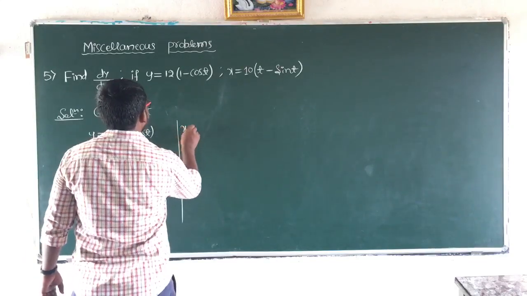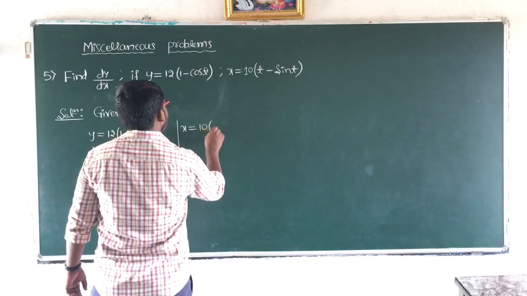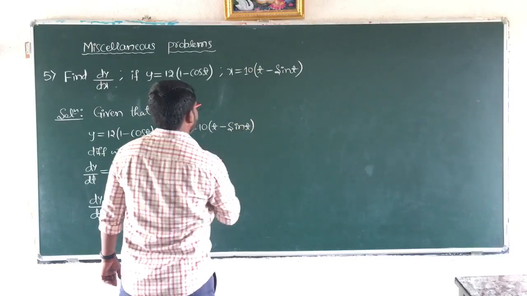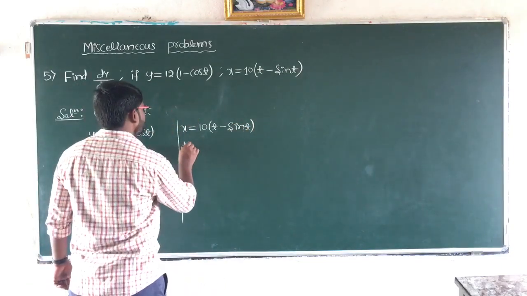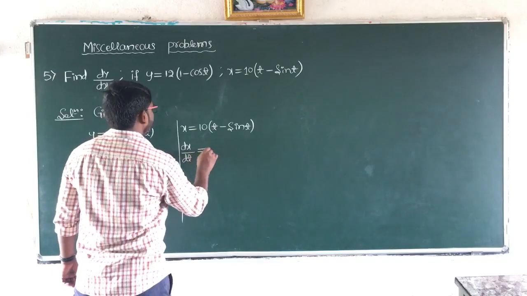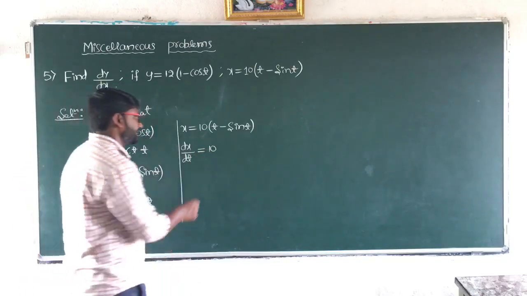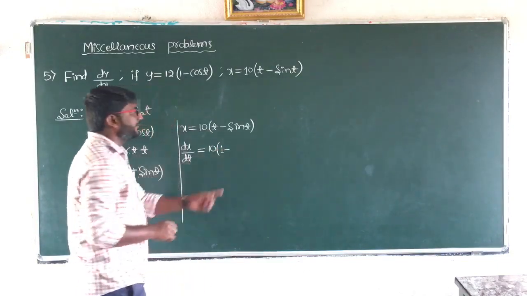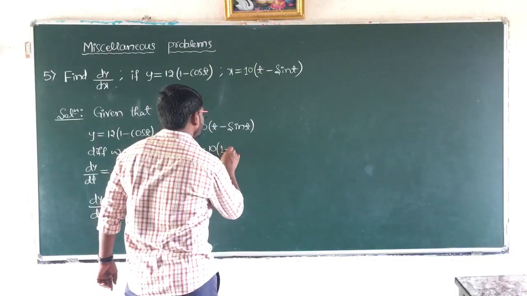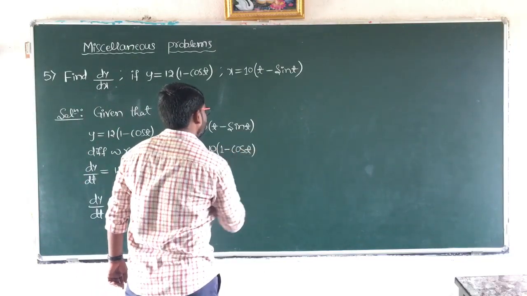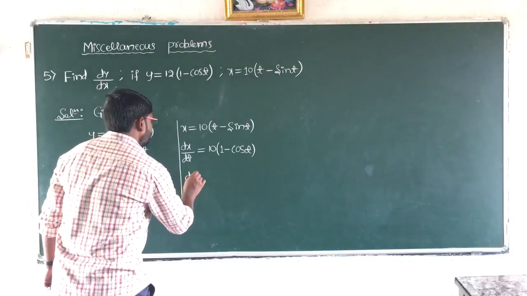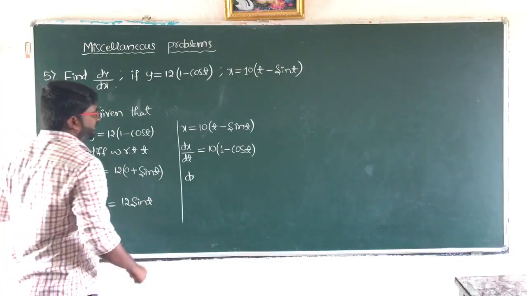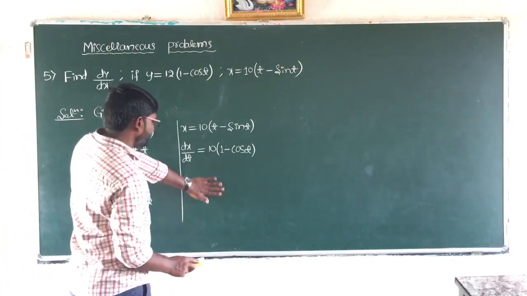So next we have to go for dx by dt. So here x is equal to 10 inside the bracket t minus sin t. Now differentiate with respect to t, we get dx by dt. 10 is a constant, must be written as it is. 10 inside. Derivative of t will be 1, then minus as it is, derivative of sin t will be cos t. So now we'll go for dy by dx.